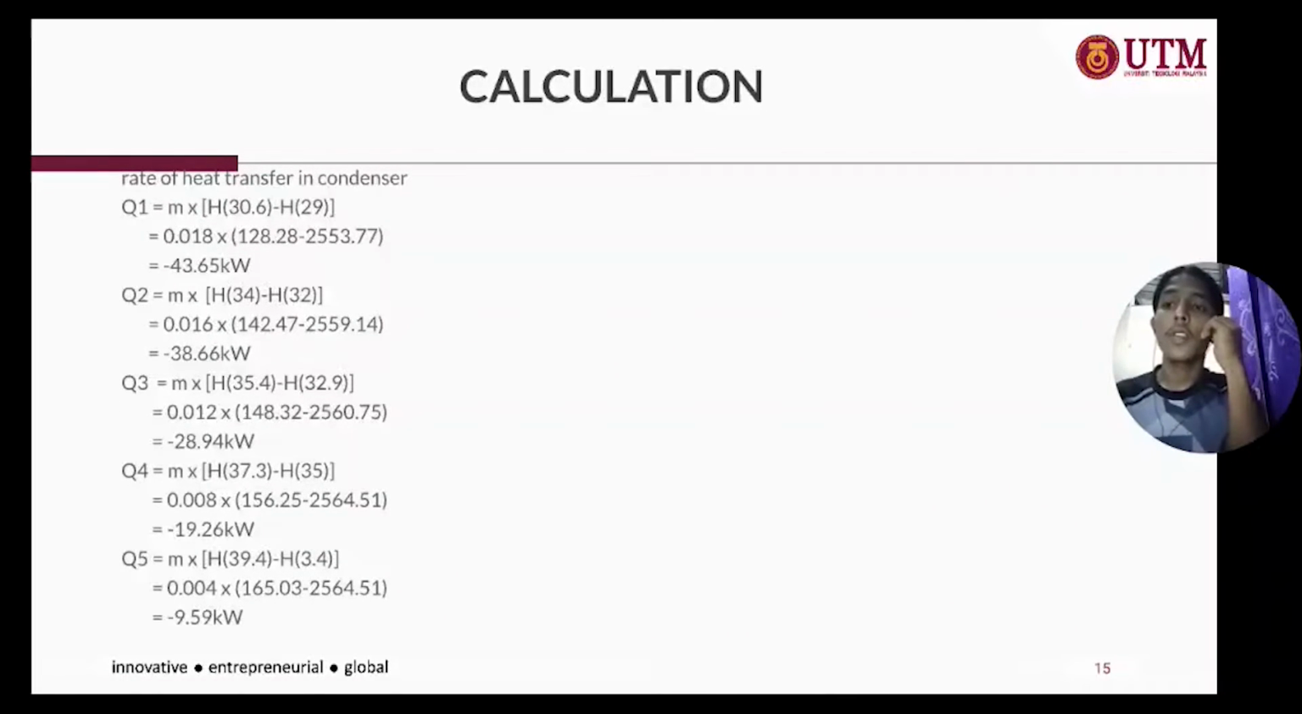And for the rate of heat transfer in the condenser, we use a different M for every test. For example, for test 1, the M is 0.018 kilogram per second. For test 2, it is 0.016 kilogram per second. Okay, for the rate of heat transfer in the condenser, Q1 equals M times H at 30.6 degrees Celsius minus H at 29 degrees Celsius.